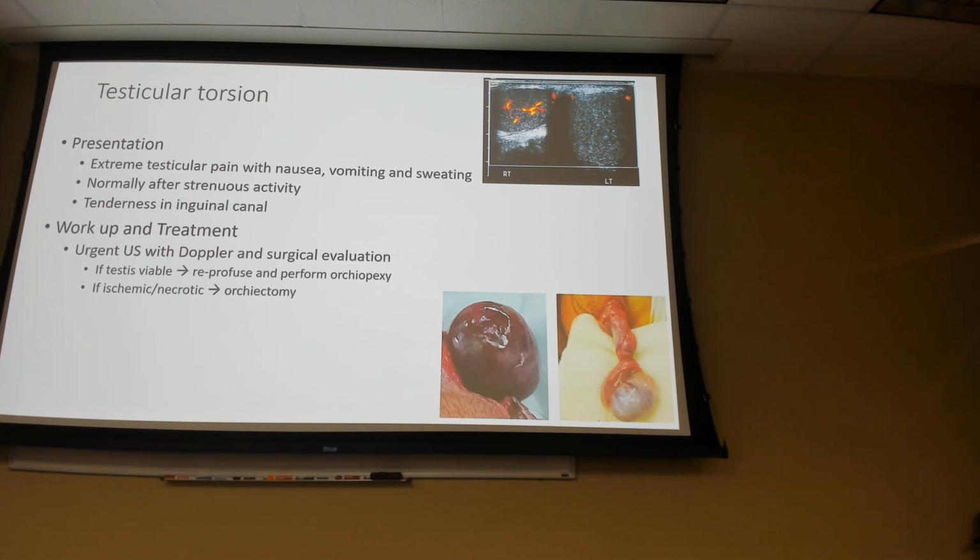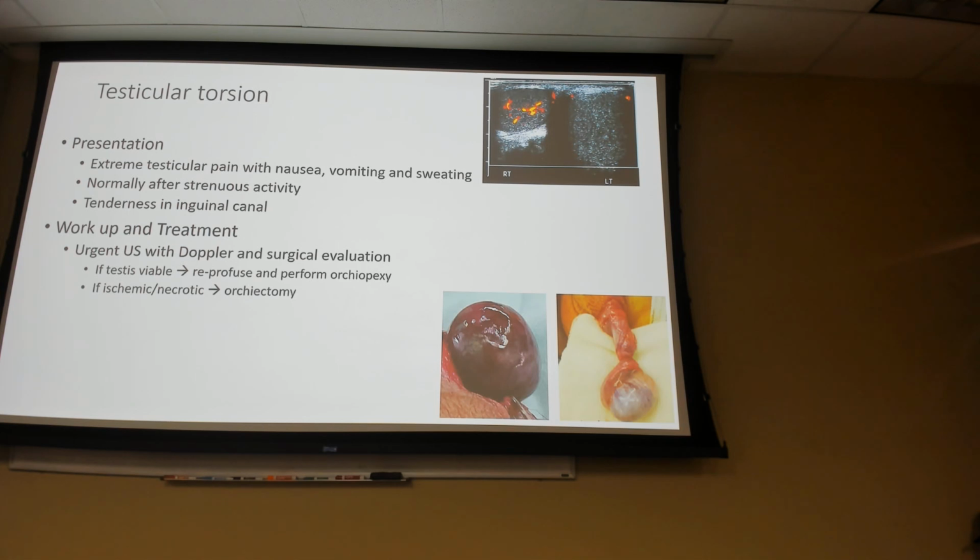And then here's our other emergency. This one's typically extreme testicular pain. They'll possibly have nausea, vomiting, sweating, usually after some sort of strenuous activity, and they'll have tenderness in the inguinal canal. This is an urgent Doppler ultrasound, so we need to evaluate flow to that testicle. And then if it's determined that it's torsion, then they need urgent surgery.